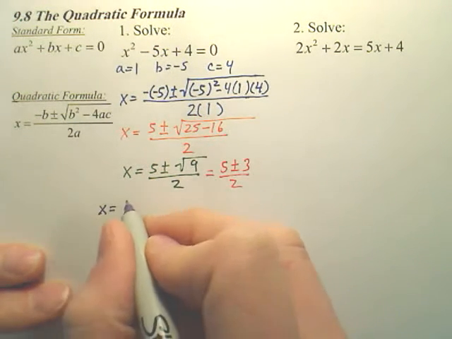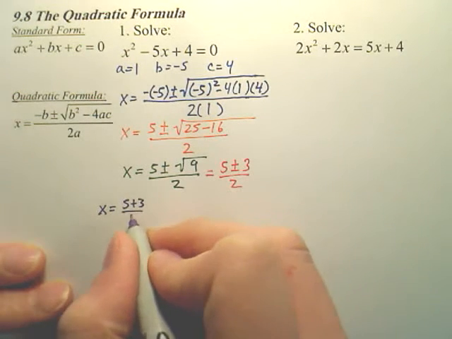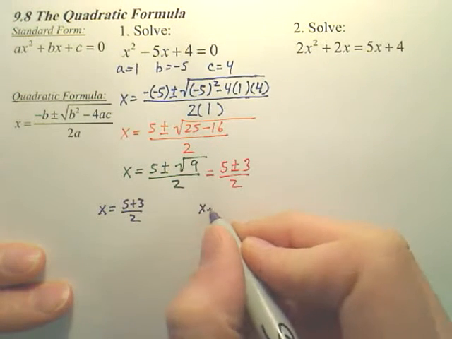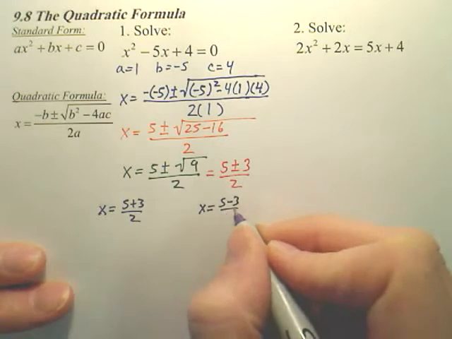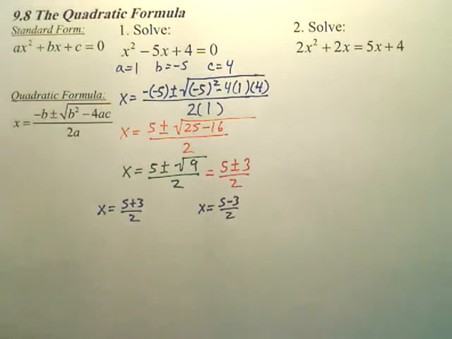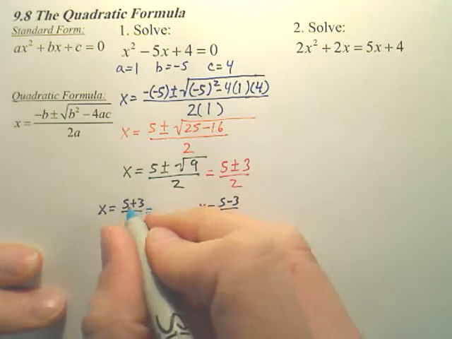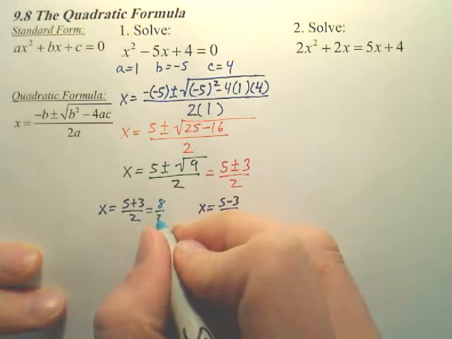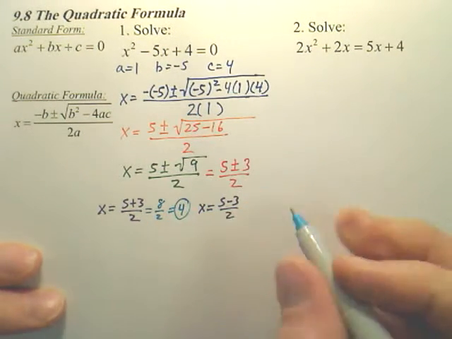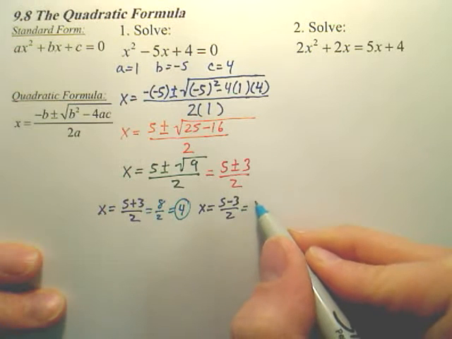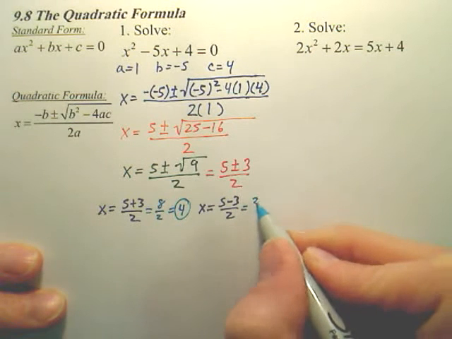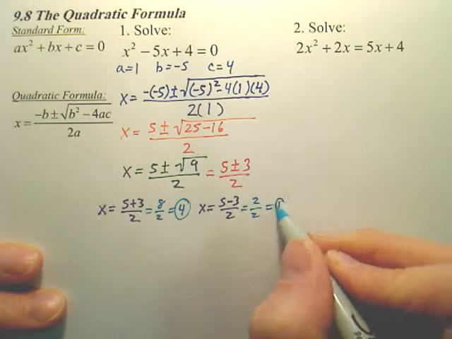You have x equals 5 plus 3 divided by 2, and you have x equals 5 minus 3 divided by 2. You have a plus and a minus. We're going to solve both of those. This one looks like it's 8 over 2, which is 4. This one looks like it's 2 over 2, which is 1.